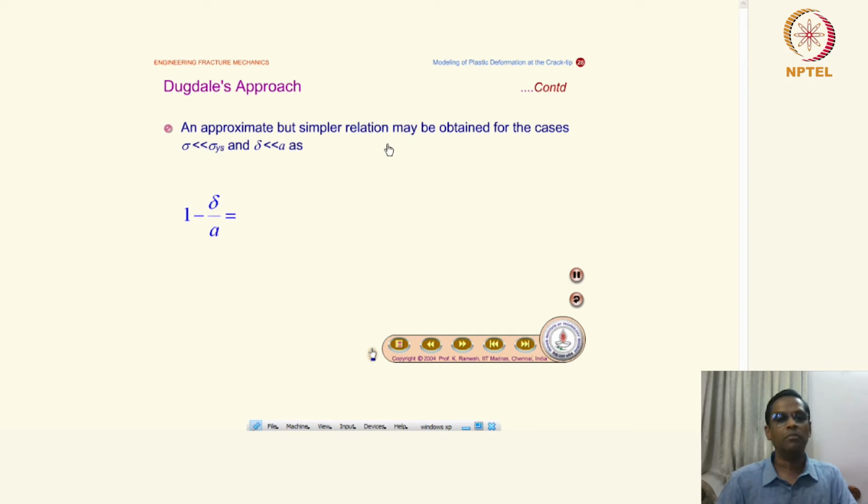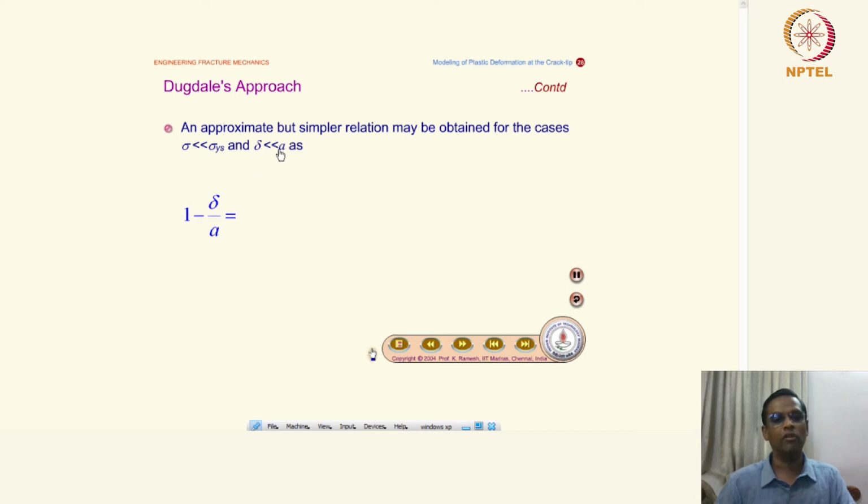An approximate but simpler relation may be obtained for the cases where sigma is far less than sigma ys. So this is something we have to remember. The sigma which appears in this kind of equation is always much smaller as compared to the yield stress of the material. And this assumption is valid because it will give a good approximate estimate of this plastic zone.